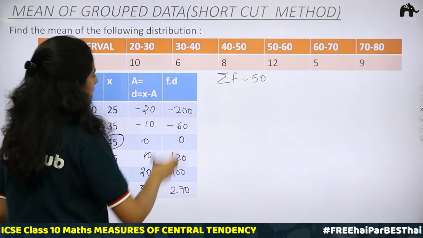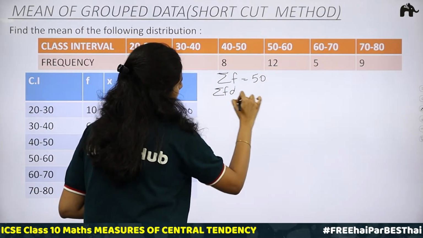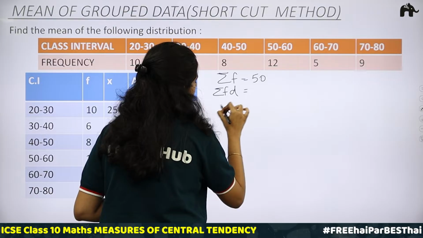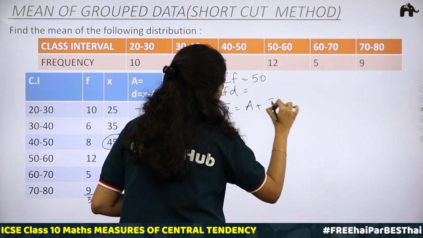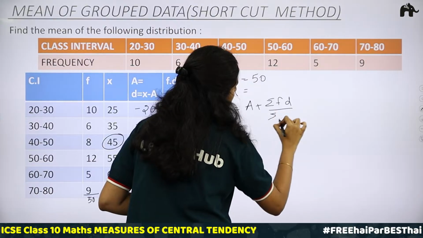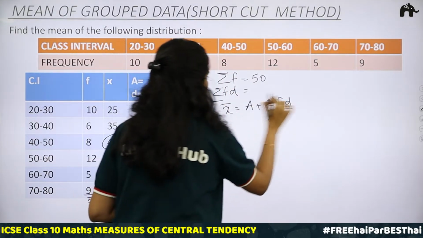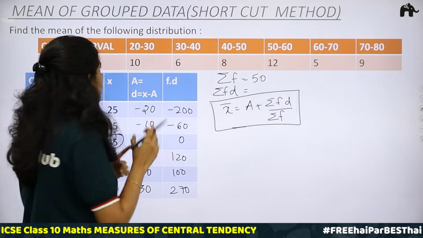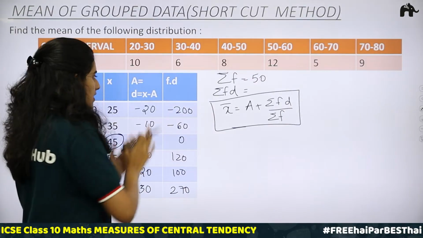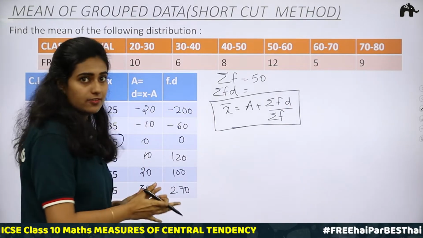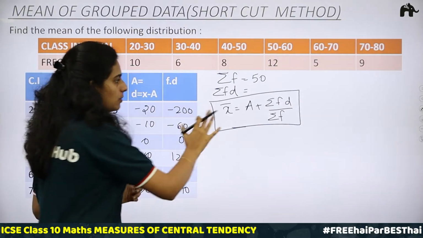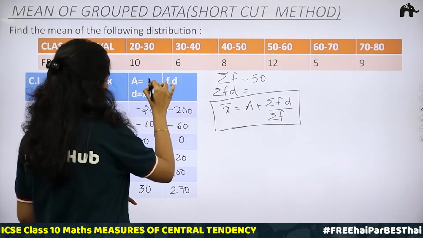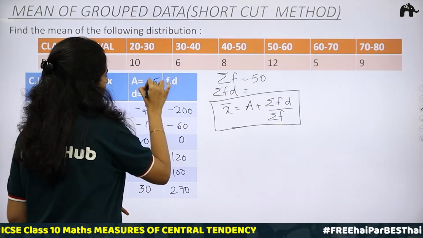Next we have to find sigma fd. What is the formula to find mean? In the assumed mean method, mean is equal to a plus sigma fd divided by sigma f. So, this is the formula to find mean. We have studied in the previous class how to find the mean of tabulated data. In that case, x values and f values were directly given. Here we have to find x values. So, the formula is the same, assumed mean a plus sigma fd divided by sigma f. Here the assumed mean we have taken 45.